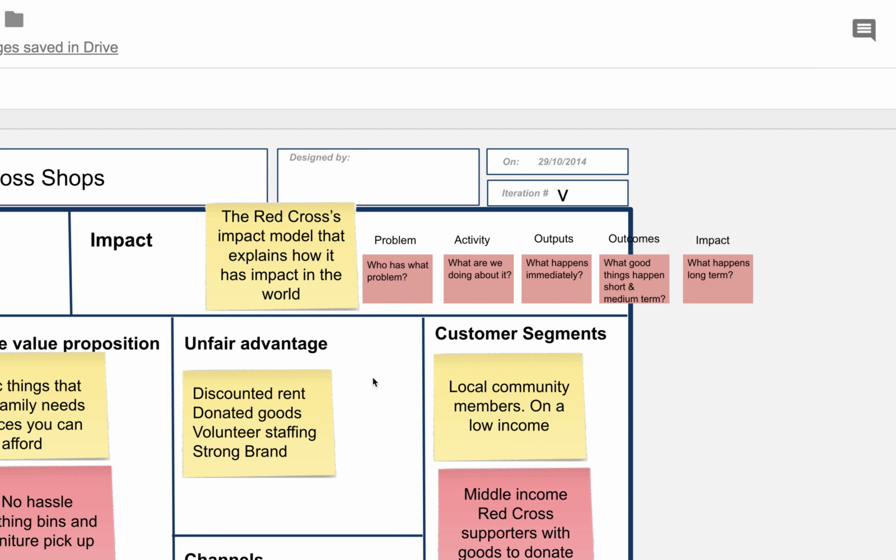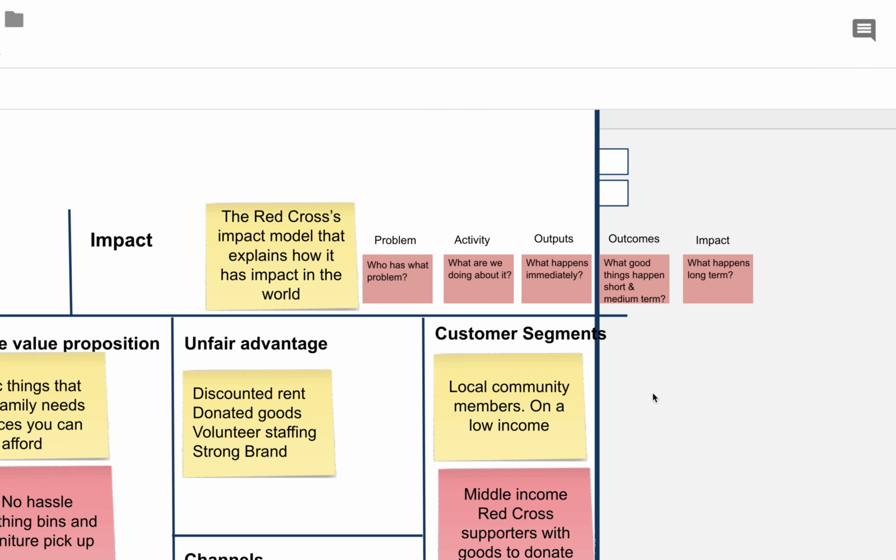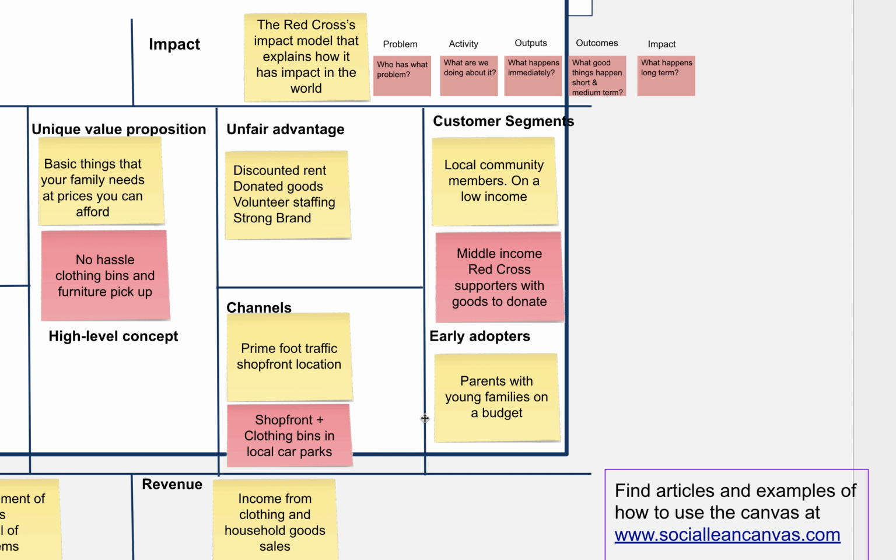So if we jump into the business model piece, what have we done here? Here we go. So starting with customer segments, with the canvas, we want to make sure we color code different customer segments if we have fundamentally different customer types or segments. So what I've got here are two different customer types. We've got the local community members on a low income. So those are the shoppers. They're the people that are going to be coming into the local Red Cross shop and buying low-cost clothing.